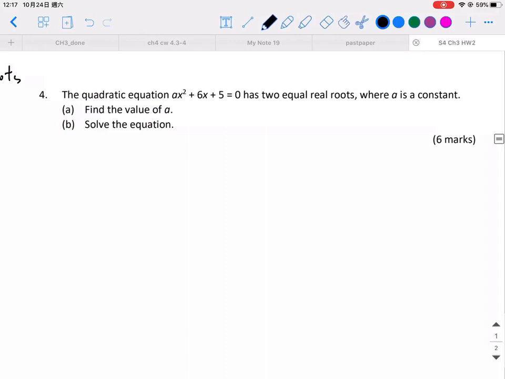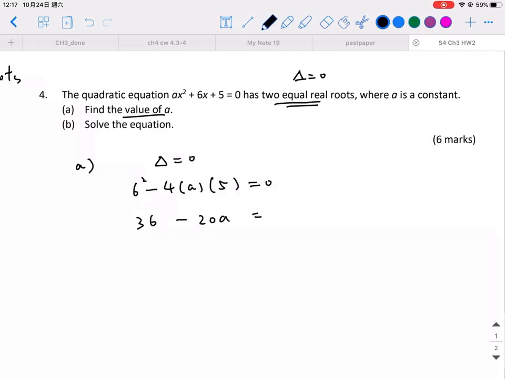The quadratic equation has 2 equal real roots, so delta is equal to 0. Okay, and find the value of a. Okay, so for part A, it should be delta is equal to 0, and 6 squared minus 4ac is equal to 0. 36 minus 28 equals 0, and you get the answer is a is equal to 36 over 20, and after simplify, you get equal to 9 over 5.